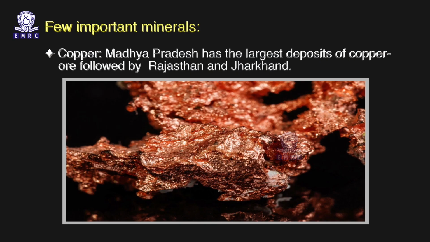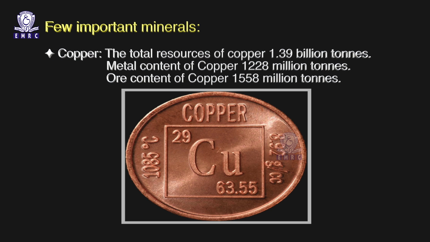Copper is highly ductile, strong and a good conductor of electricity. It is mainly used in electrical machinery, automobiles and stainless steel. When alloyed with zinc, it is known as brass, and with tin as bronze. Madhya Pradesh has the largest deposits of copper ore, followed by Rajasthan and Jharkhand. The total resources of copper are about 1.39 billion tons, with a metal content of 1,228 million tons and an ore content of 1,558 million tons.